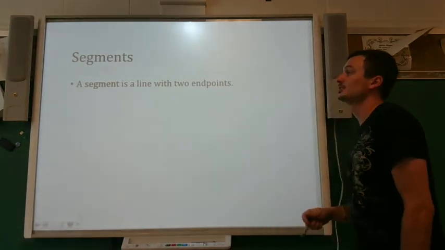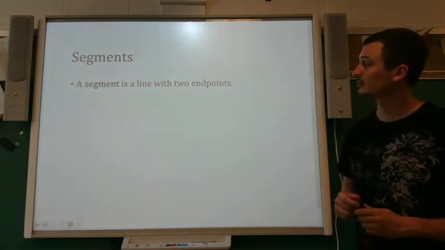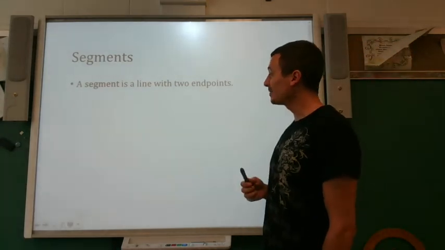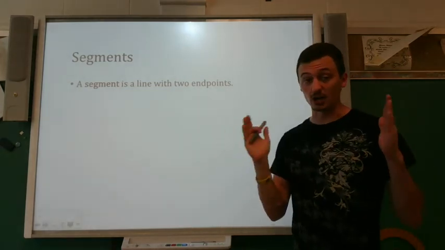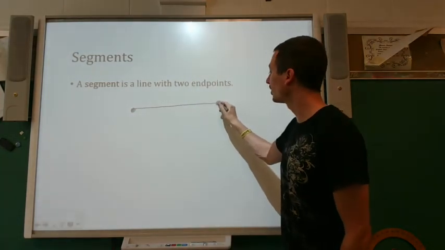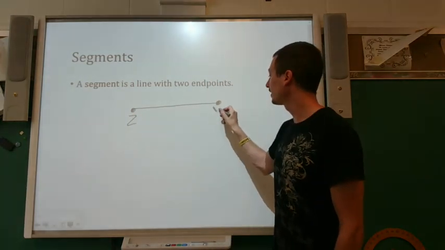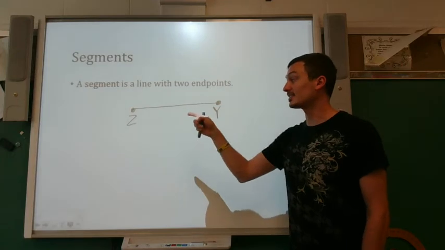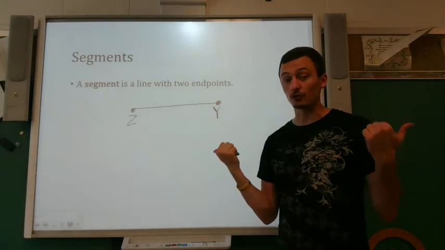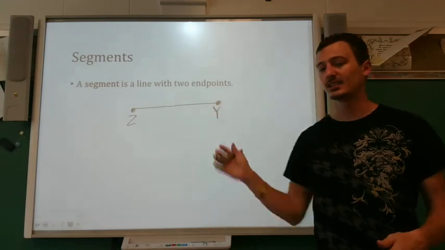Thirdly, are segments. Euclid calls a segment a line with 2 endpoints. No, he doesn't. Euclid never defined a segment, but we do. So a segment is a line with 2 endpoints, meaning it stops on both ends. So if I have an endpoint here going over to another endpoint here, Z and Y, if I have a segment between points Z and Y, that is a segment. It does not go forever. That's the difference between a line and a segment, and why a ray is even different from that.